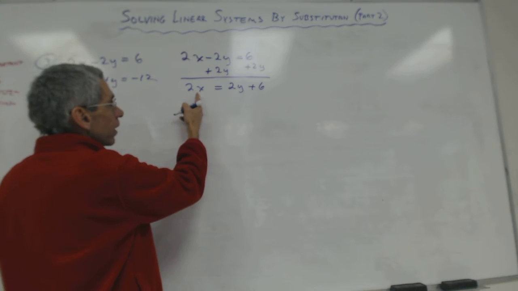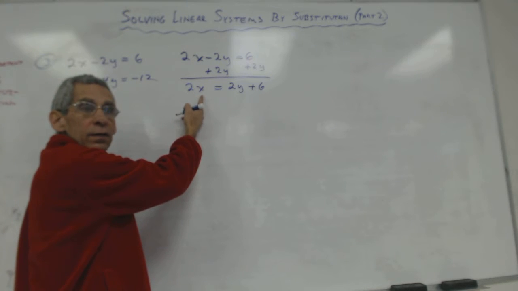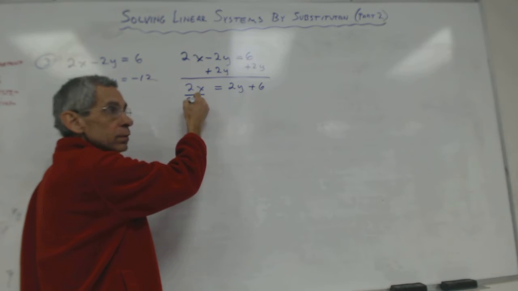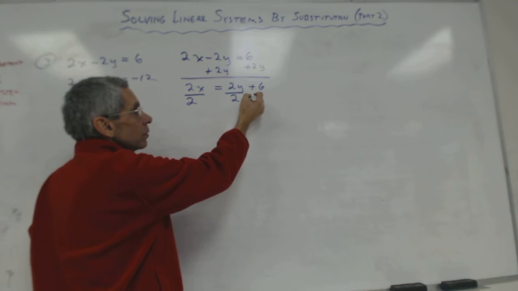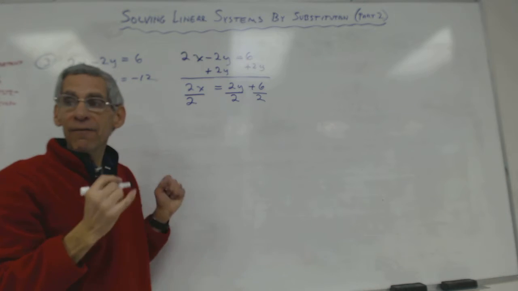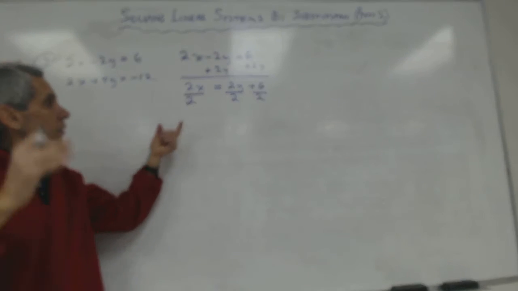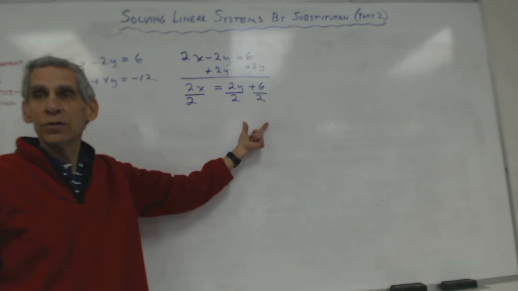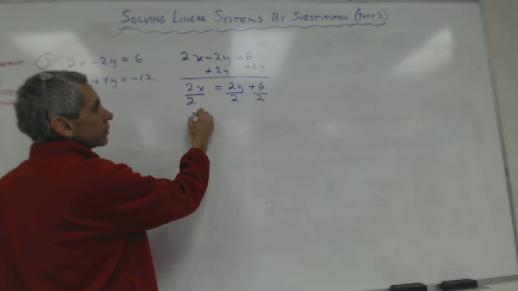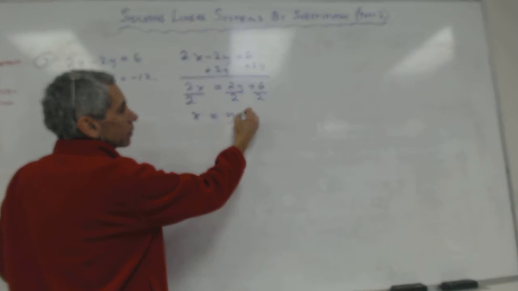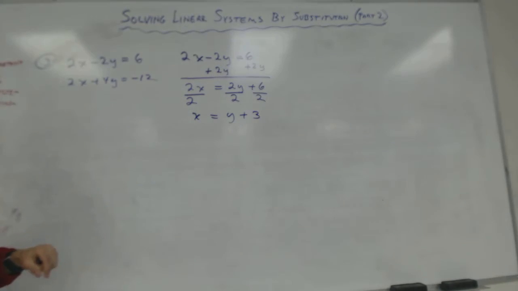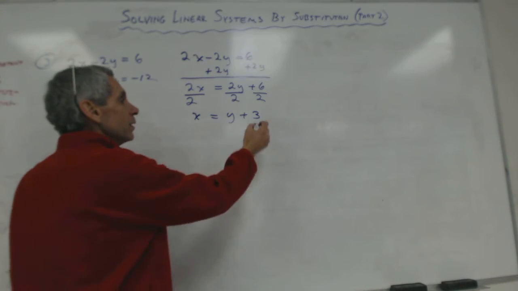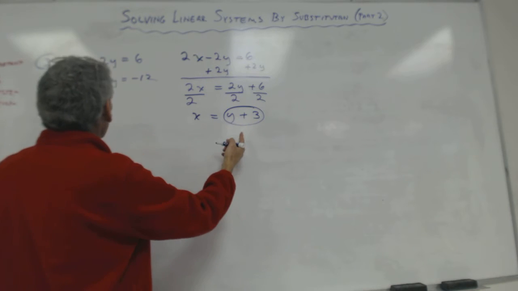So I want it to say 1x, right? So I'm going to divide this by 2, divide that by 2, and divide that by 2. You have to divide everything by 2. Dividing one side by 2 means you have to divide every term by 2. So x equals y plus 3. Beautiful. Well done. Now we have an equation that says x equals.